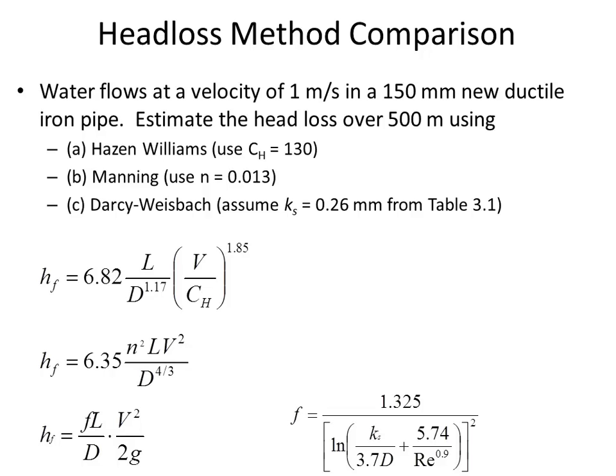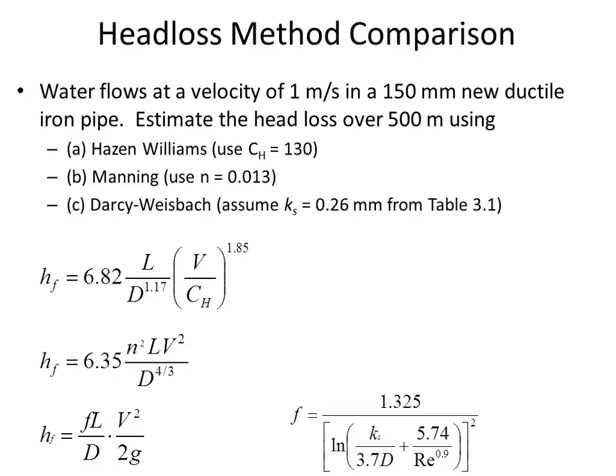So 0.536 by 7.97 minus 2, 6.73 meters. So pretty big discrepancy between Hazen-Williams and Manning's equation so far. And I'm going to need the most amount of space for the Darcy-Weisbach equation, so I'll move over here to the other side of the whiteboard.